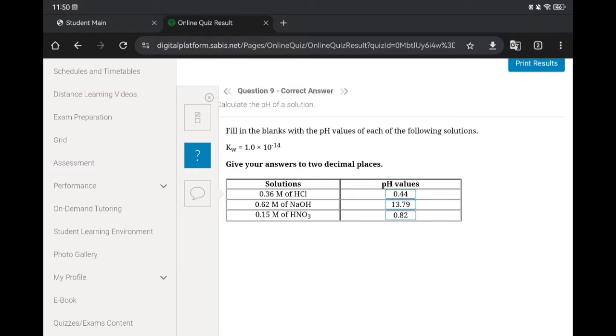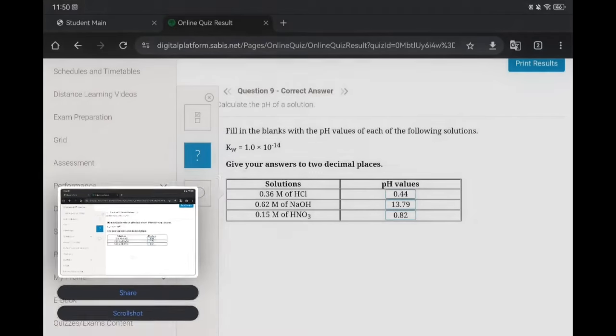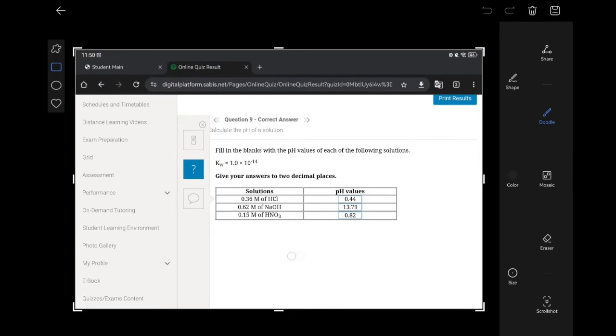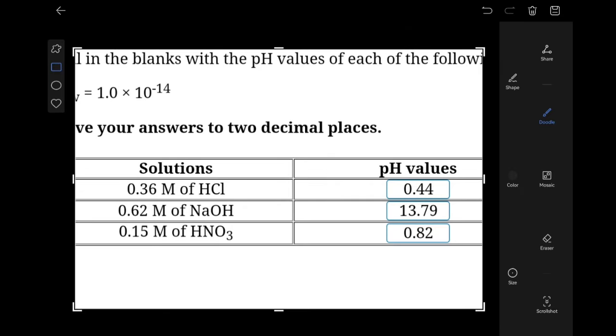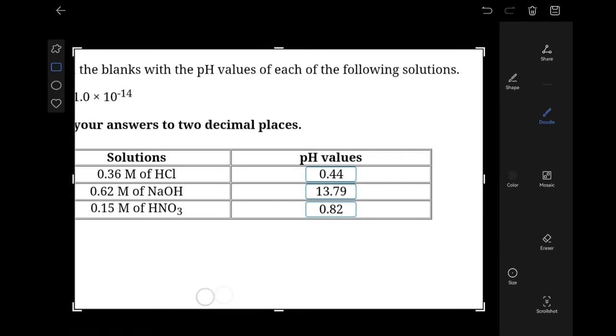Okay. Again, for this one, do negative log 10 of 0.36. It's on this side to make it show more. Negative log 10 of 0.36.